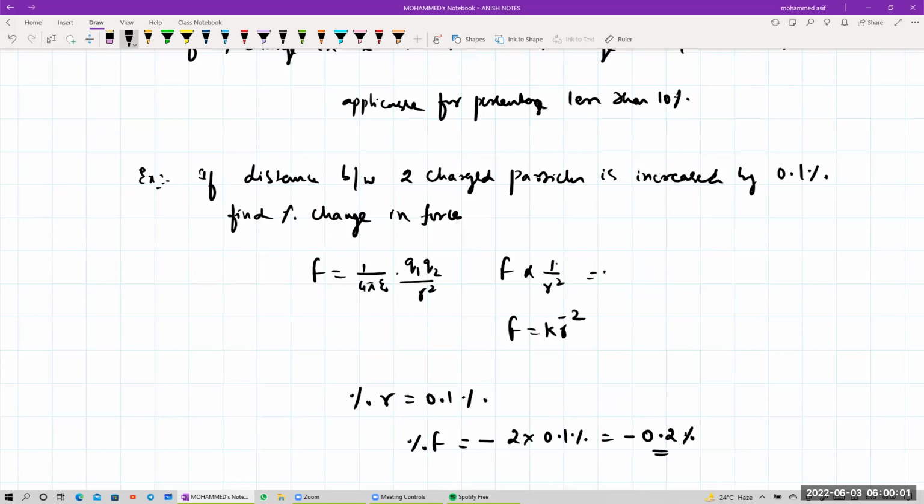F is proportional to R to the power -2, and delta F divided by F into 100 is equal to minus of 2 into delta R by R into 100. Minus minus would become plus, but as it is inversely proportional, that is the reason I'm writing it as minus. Minus indicates that it is decreasing.